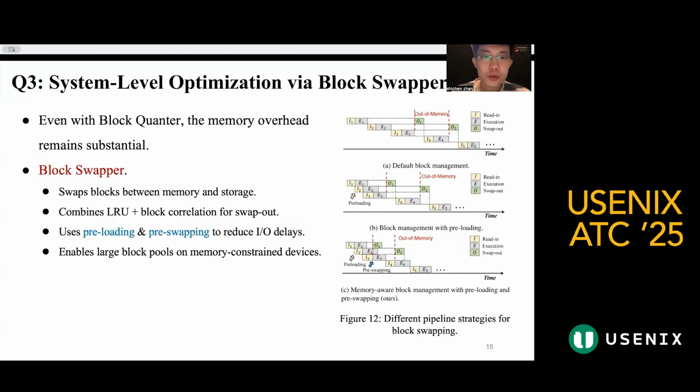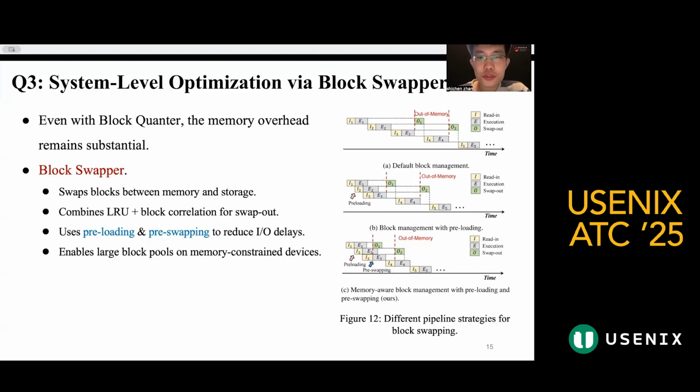But even after applying block Quanter, the block pool is still too big for many edge devices with limited resources. So that's why the block swiper comes in. In the block swiper, each client is assigned a memory budget, and we dynamically manage which blocks are kept in memory or in the storage. So if a needed block isn't in the memory, we can just swipe it in from storage. To make this process more efficient, we use a smart replacement strategy that combines LRU and block correlation. So less important or less relevant blocks get swapped out first.